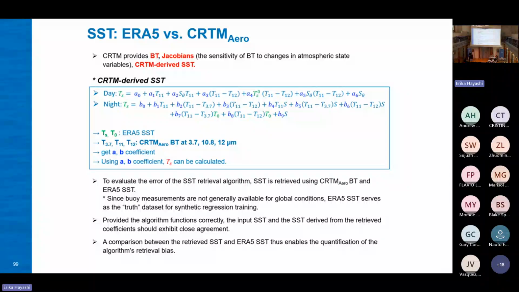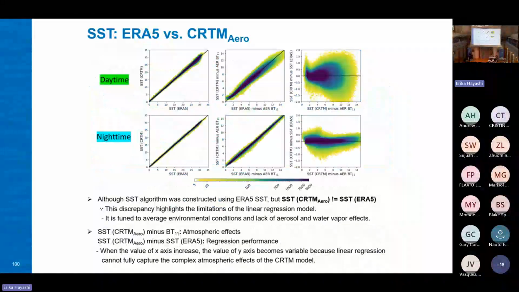Provided the algorithm functions correctly, the input SST, meaning ERA5 SST, and the SST derived from the retrieved coefficient should exhibit close agreement. And a comparison between the retrieved CRTM SST and ERA5 SST does enable the quantification of the algorithm's retrieval bias. And this figure shows the scatter plot of the ERA5 and CRTM SST. And this y-axis represents the difference between CRTM SST minus ERA5 SST.